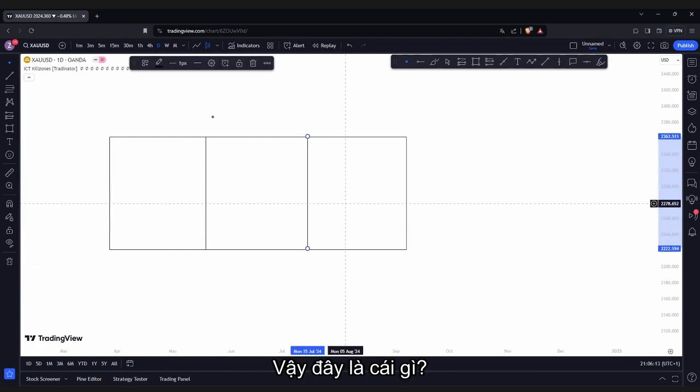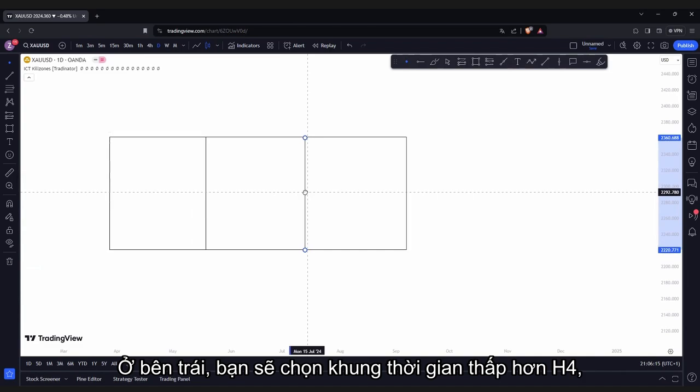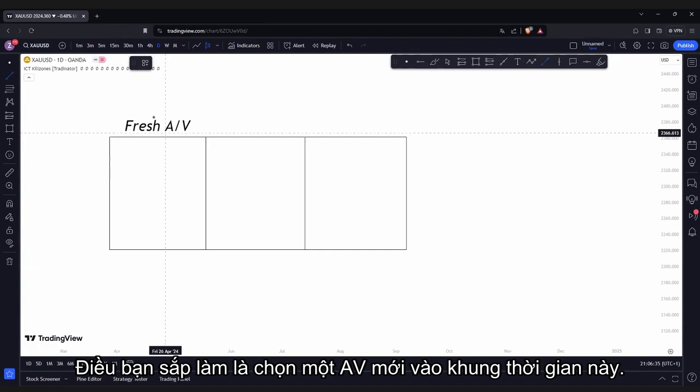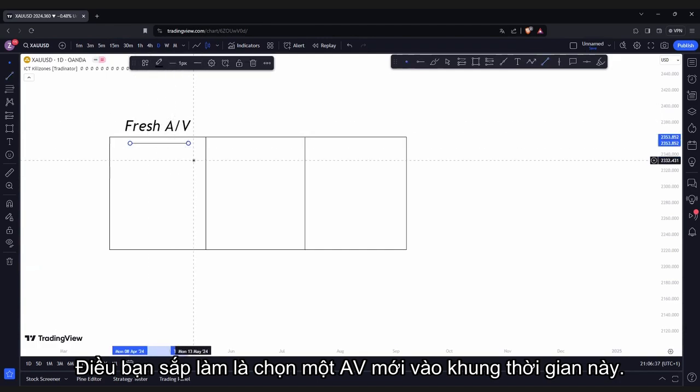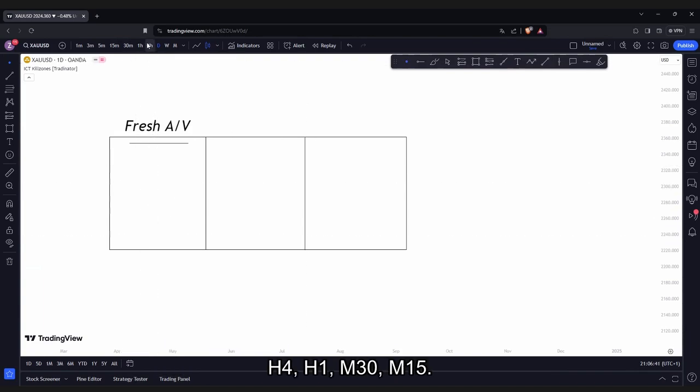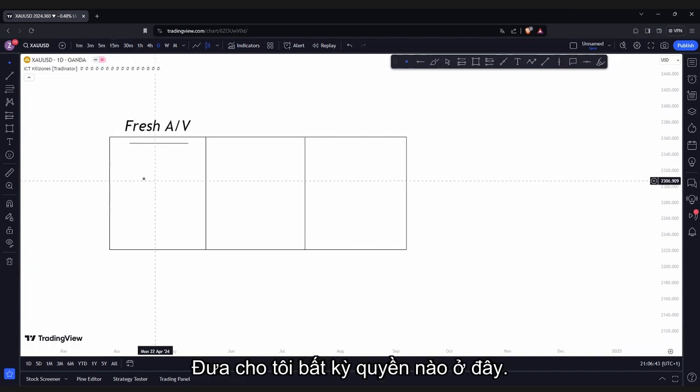Here on the left, you're going to pick a time frame that is lower than H4, down until M15 max, and it is your fresh AV level. Fresh AV level, simply that. What you're going to do is pick a fresh AV on this time frame. This time frame does not matter. Now give me a time frame, guys. H4, H1, M30, M15. Give me any right here.